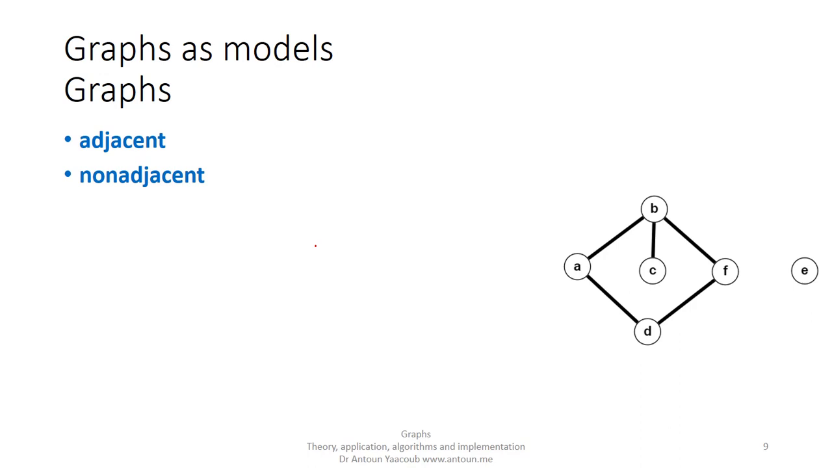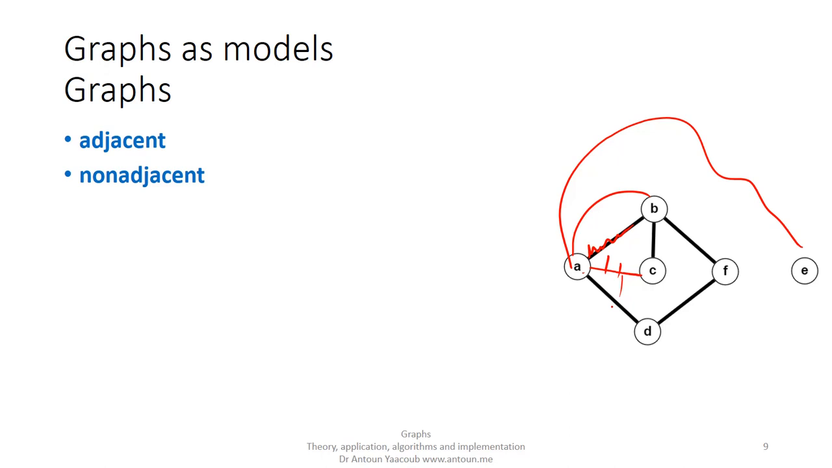We say that a pair of vertices are adjacent if there's an edge that connects them. For example, here A and B are adjacent, because there's an edge that connects A and B. A and E are not adjacent because there is no edge that connects them. A and C are non-adjacent because there is no edge between A and C. So whenever there's an edge between two vertices, they are called adjacent.